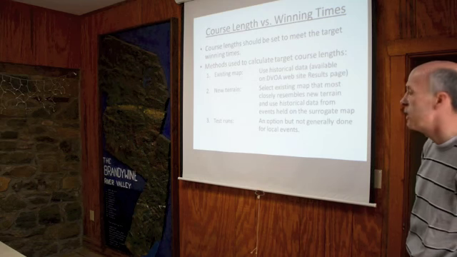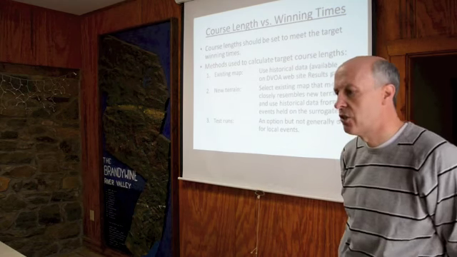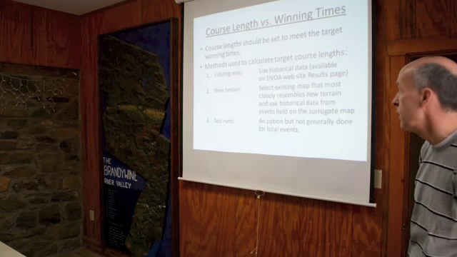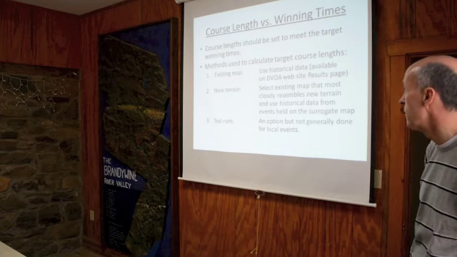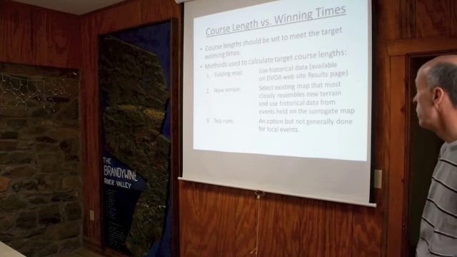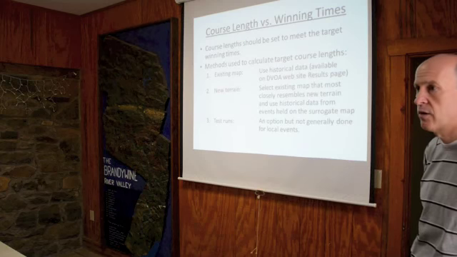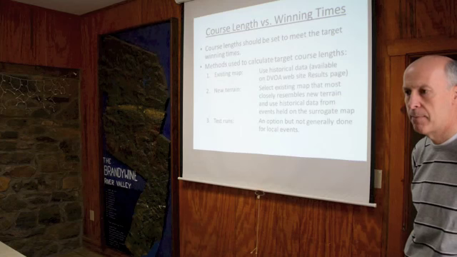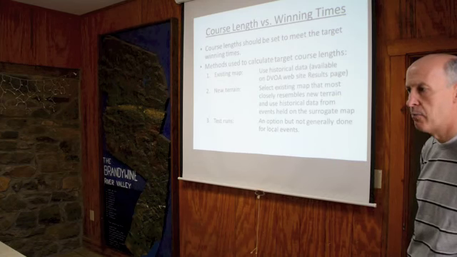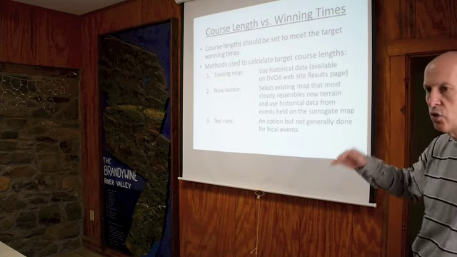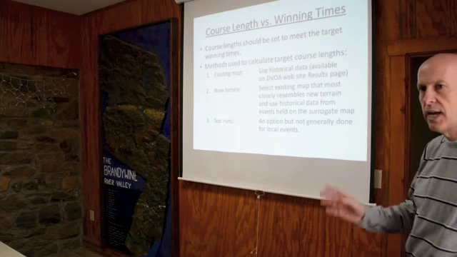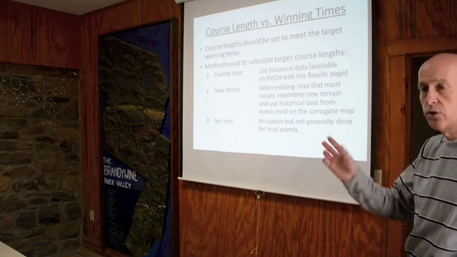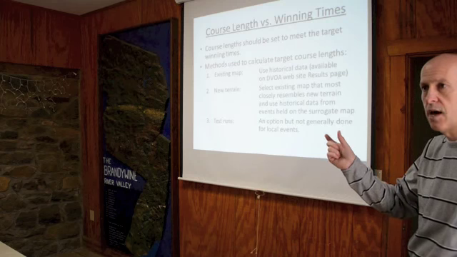Okay, so how do we design courses to match the winning time targets? The easiest thing to do on existing maps is go to the DVOA results page and look at the previous events that were run on that map. It'll break down and show you the winning times for each course, and then you can take an average of those, and it'll also show you the length of the courses in kilometers.